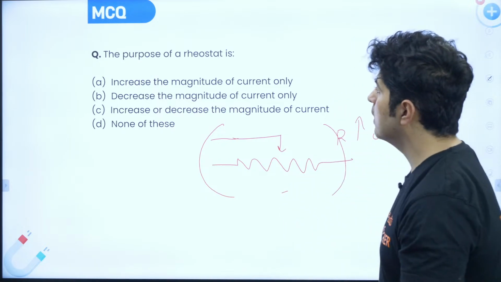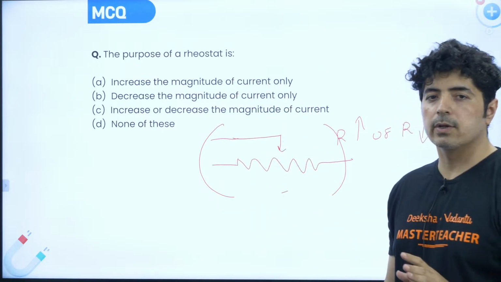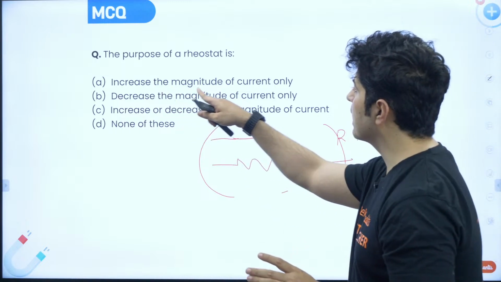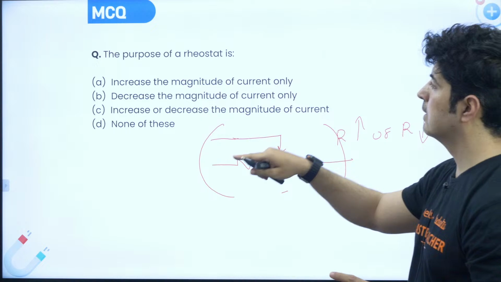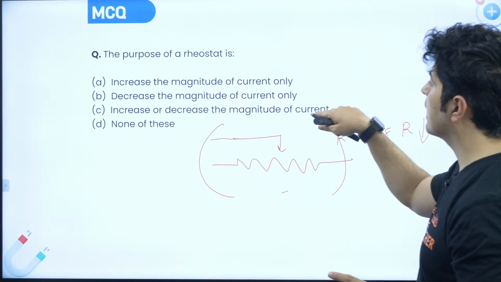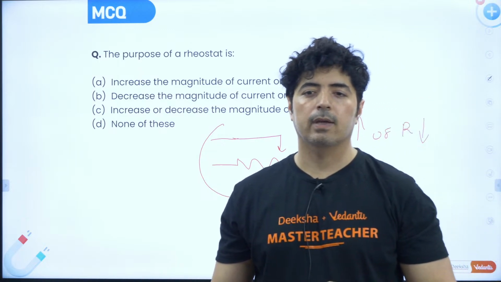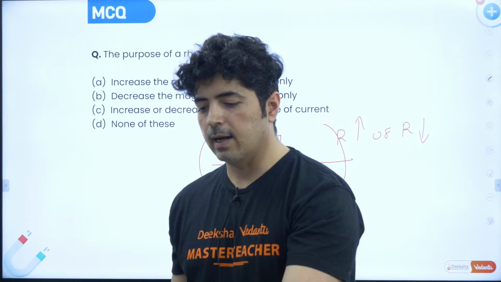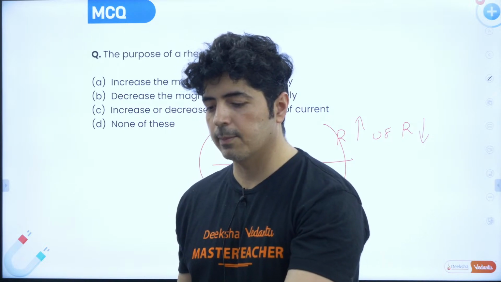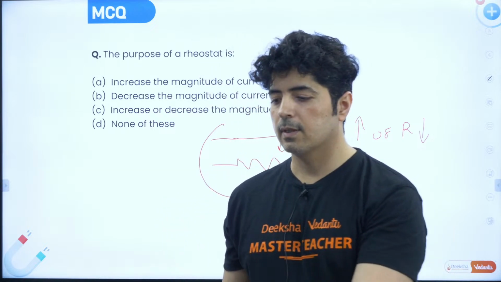All right. So now the question is, what is the purpose of a rheostat? Increases the magnitude of current, decreases the magnitude of current only, increase or decrease the magnitude of current, and none of these. Okay, comment box. I need answers from everybody. Come on, comment box. Go for it.